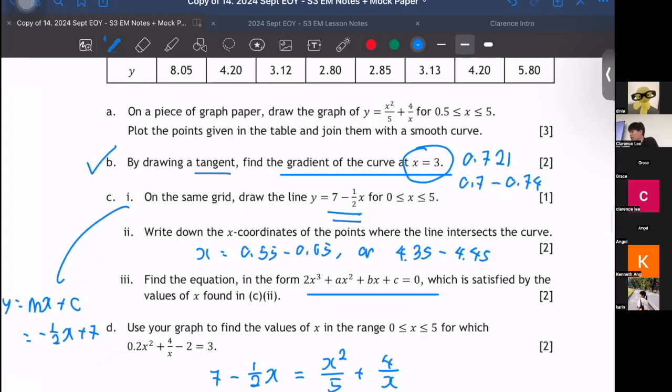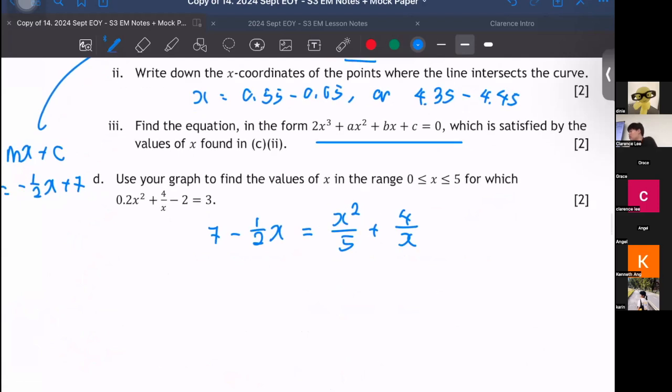Then from here, you want to make your life easy, very simple. You see that it's a cubic equation, but you only have a quadratic equation. So you want to remove your denominator x. So you multiply throughout by x, you will get 7x minus half x squared equals to x cubed over 5 plus 4. So your x is gone, you have an x cubed, but you still have a fraction, right? So if you don't want the fraction, you can multiply throughout by 10. I think, yes, you can multiply throughout by 10 because 2 and 5, my LCM is 10.